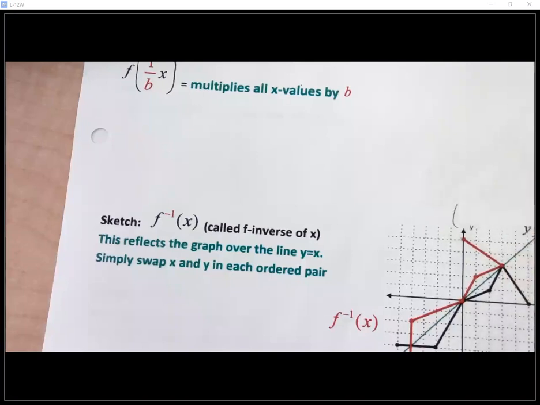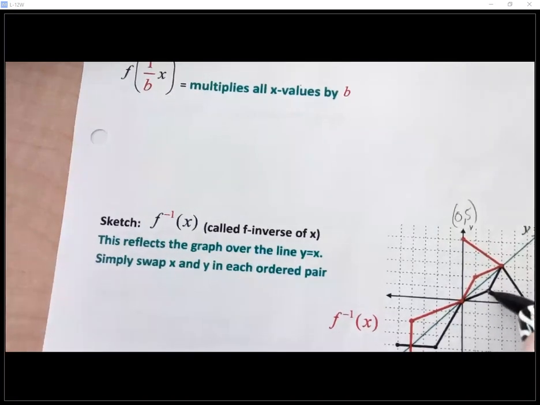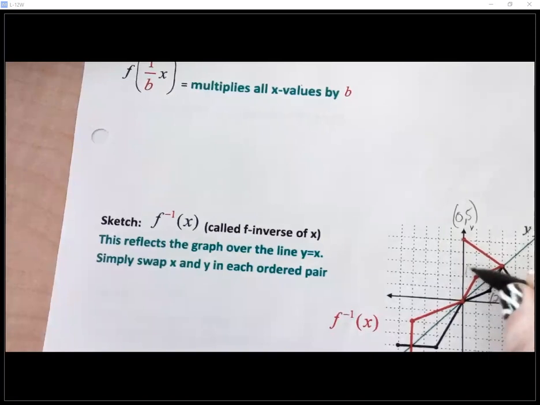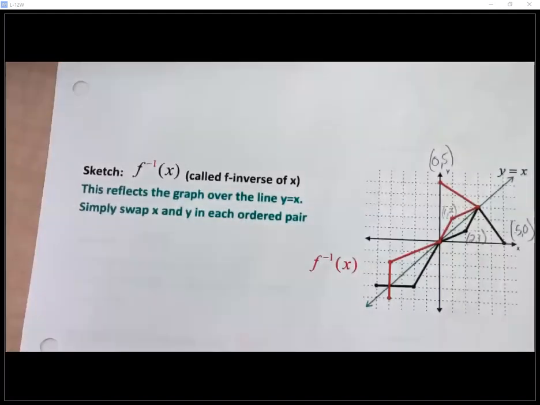That's 0, 5. Look at this one. This one is at 2, 1. Where is it over here? 1, 2. Oh, sorry, you guys can't see. You gotta tell me. So, yes, that's how you achieve the inverse function. More on that to come, don't you worry.